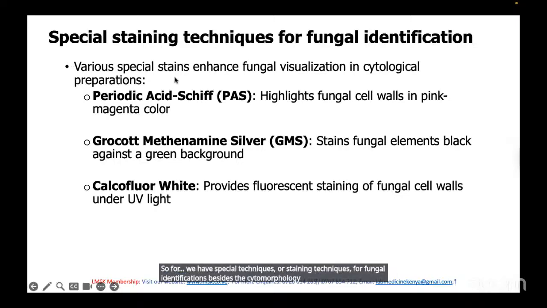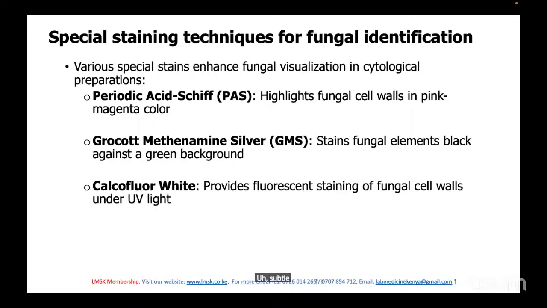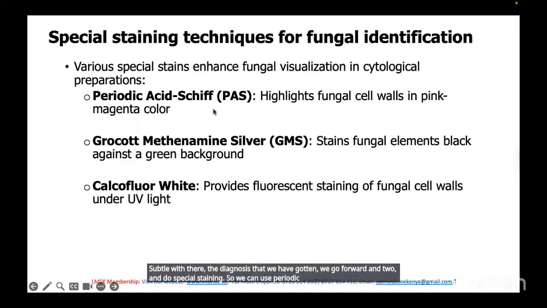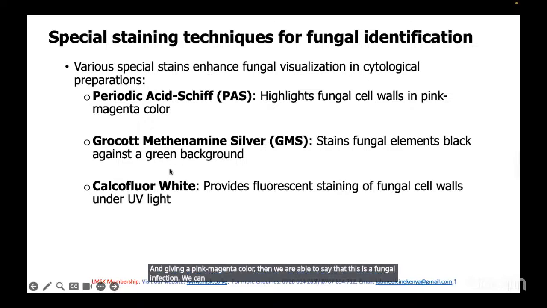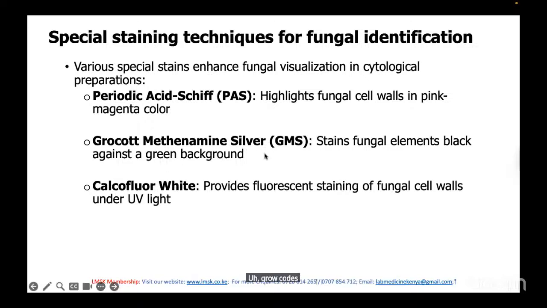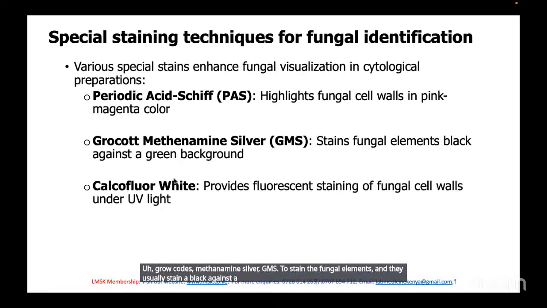So if we think that we are not very subtle with the diagnosis that we have gotten, we go forward and do special staining. So we can use periodic acid Schiff, PAS, which will highlight the fungal cell walls, giving a pink magenta color. Then we are able to say that this is a fungal infection. We can also use Grocott methenamine silver, GMS, to stain the fungal elements, and they usually stain black against a green background.